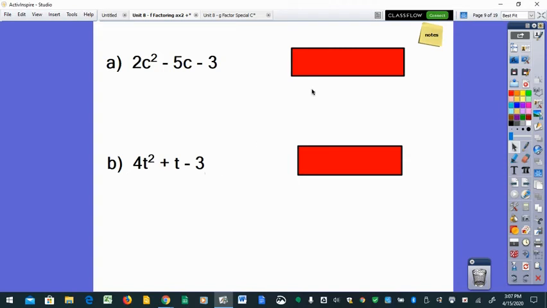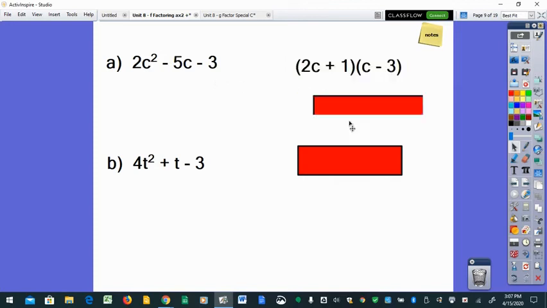Okay, guys, welcome back. Let's see how you did. We know there's going to be a 2c and a c on the front. We know there's going to be a 3 and a 1. And we know that they have to be one positive, one negative. Let's see how you did. So 2c plus 1 and c minus 3. Now, please note that that is different than having 2c plus 3 and c minus 1. So the plus 1 has to be with the 2c. The minus 3 has to be with the c. You could have written them in the other order, putting the c minus 3 in front. That would be fine, but they have to be this way, and let's prove it.